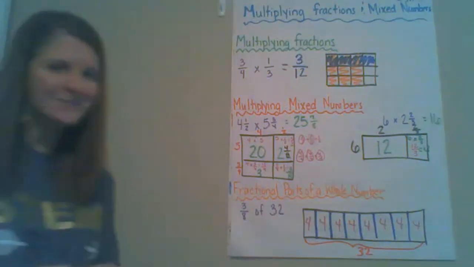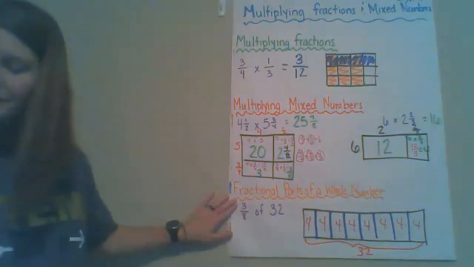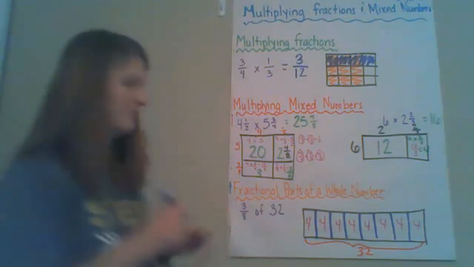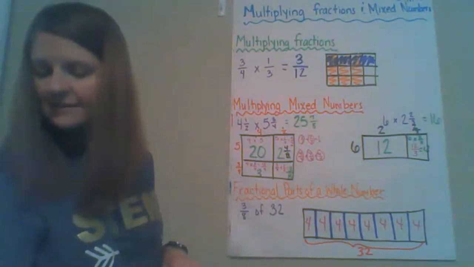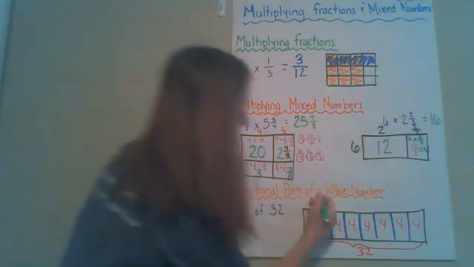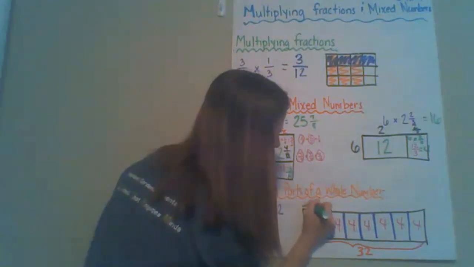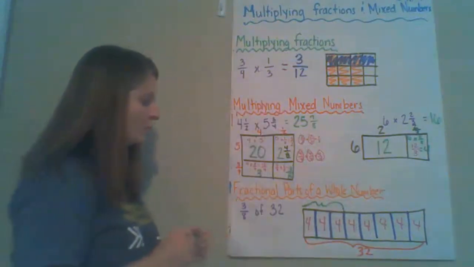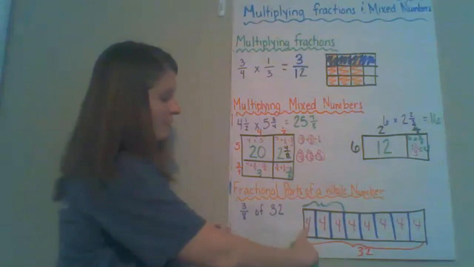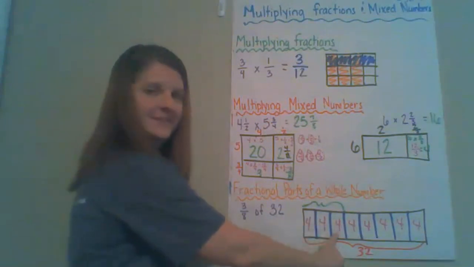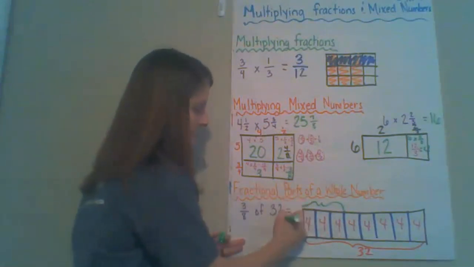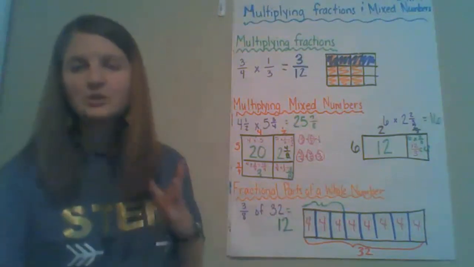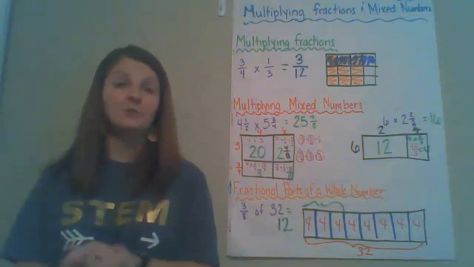Yep, just double checking. So how many of those eighths do we have here? We have 3 of them. So we're looking at this part right here. 1/8, 2/8, 3/8. So 3/8 of 32 would be 4, 8, 12.